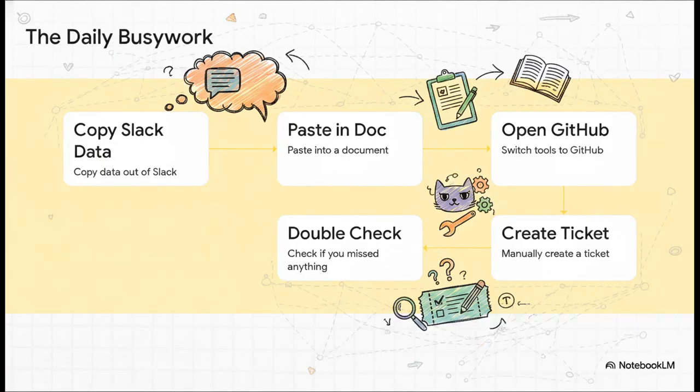Just think about your current routine for a second. You copy data out of Slack, you paste it into a doc, you switch over to GitHub, you manually create a ticket, and then you inevitably have to go back to the original thread just to check if you missed anything. It's just this endless, relatable trap of busy work. You are essentially acting as the manual human bridge between systems that stubbornly refuse to talk to each other.